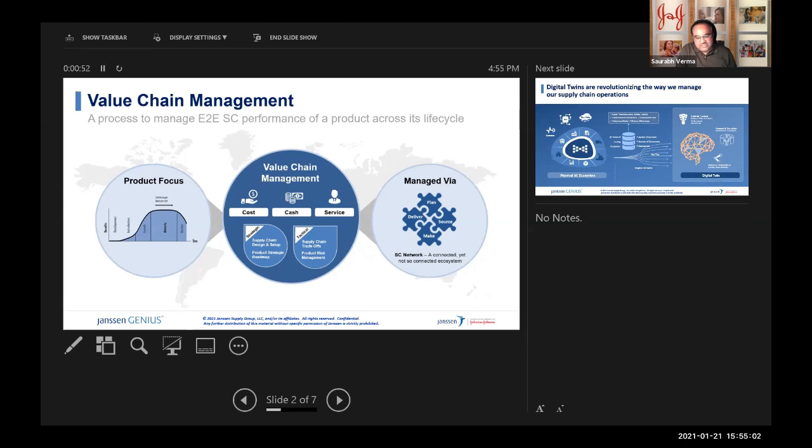So value chain management is a very product-focused process. The activities a value chain management leader does are on a strategic and tactical level. It's all about how you set up the supply chain, and how you decide when your product moves from an introduction phase to a launch, to a growth phase, to a maturity phase, and then to a decline phase. As your product moves through these stages in its life cycle, there are different trade-offs on cost, cash, and service that value chain leaders help the functions make, and that's very important.